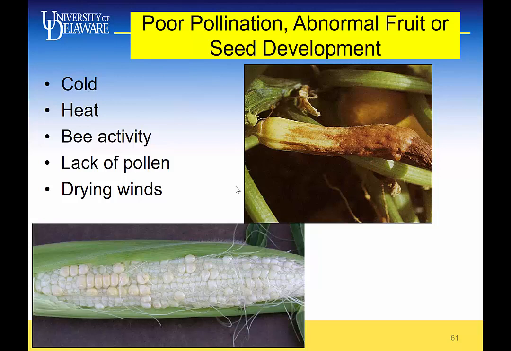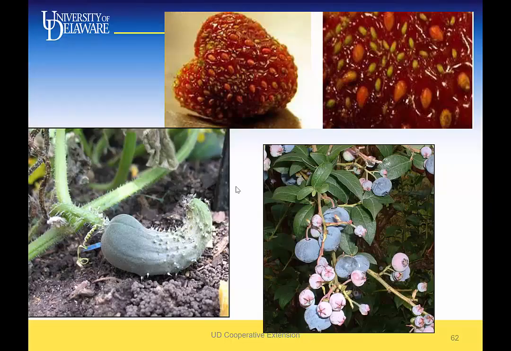All right, poor pollination causes abnormal fruit development, and this could happen with cold weather. Why is cold an issue with poor pollination? Well, we'll talk about that. Heat, bee activity, this is a big one. Then lack of pollen and drying winds. So this is what you'll get.